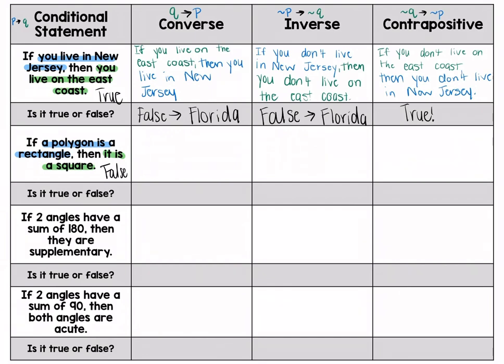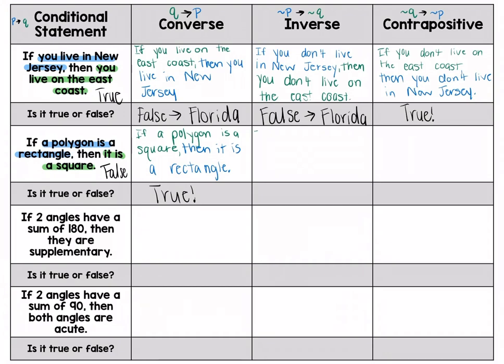So the converse would be if Q, then P. So if a polygon is a square, then it is a rectangle, and that would be true, because if it's a square, then it's already a rectangle. Okay, that is true.